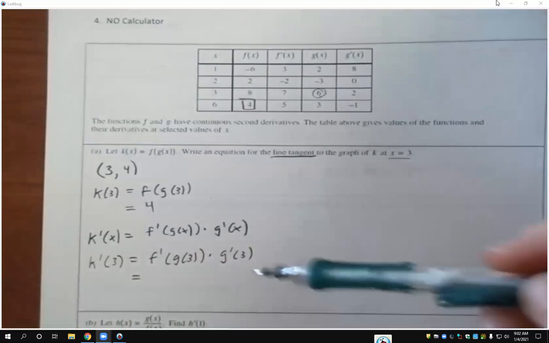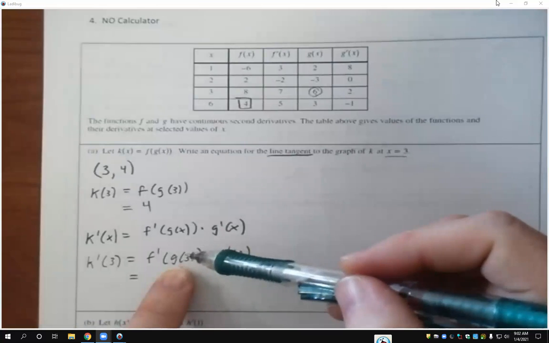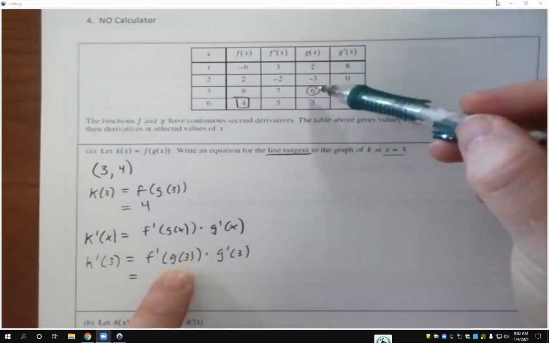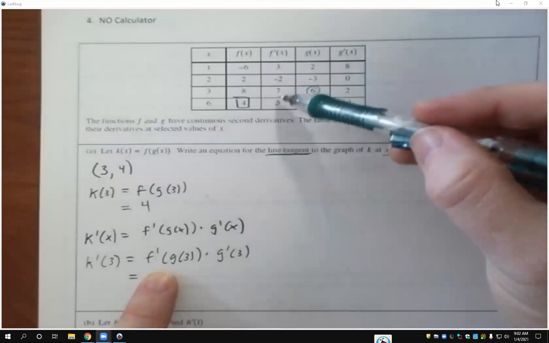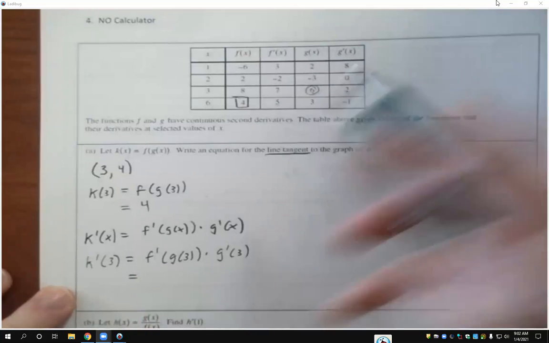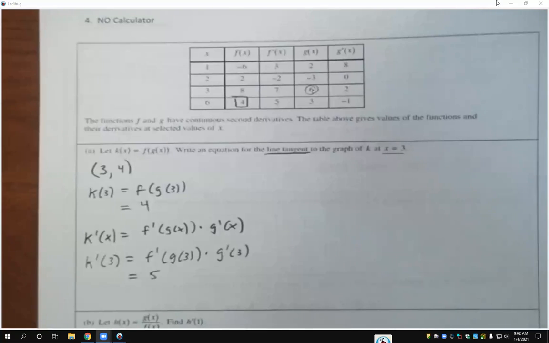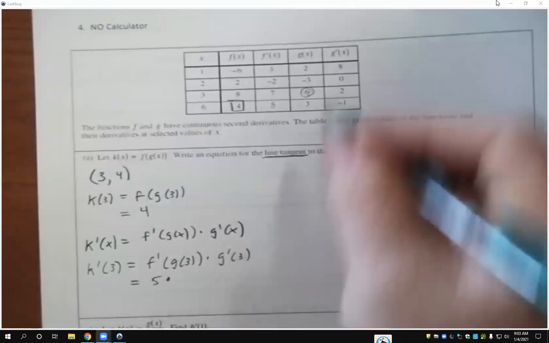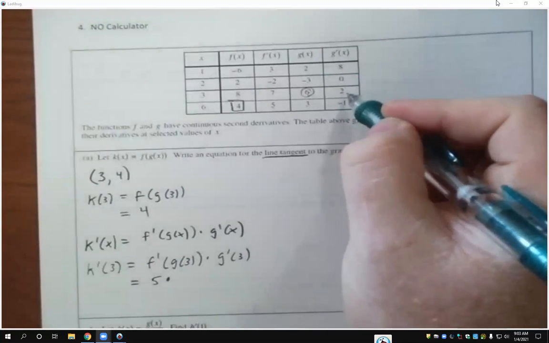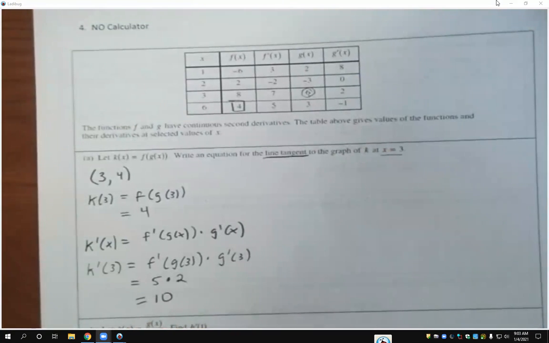And again, we're going to use our table. Keep in mind that this is g of 3. Okay, so g of 3 is 6. And f prime of 6, so now I'm going here, f prime of 6 is 5. Times g prime of 3, right out of the table, is 2. So we end up with a slope of 10.